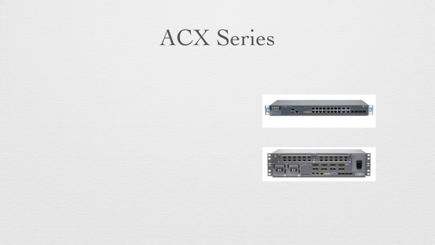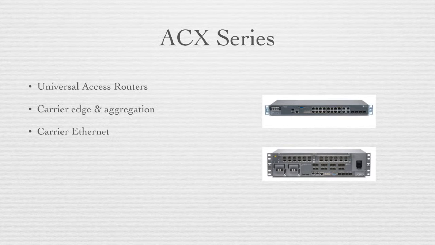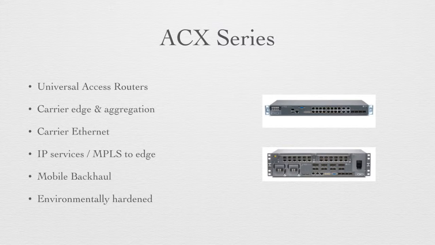Then finally we have the opposite end of the scale, the SRX series. This is a universal access router. It's meant for the edge and for internal aggregation points coming back from the edge. This is certified for Carrier Ethernet 2 and the services that you might run in a Carrier Ethernet network, including IP services and MPLS to the edge. And it's also ideally suited for mobile backhaul. These devices are also environmentally hardened so that they can live at inhospitable locations and sites.